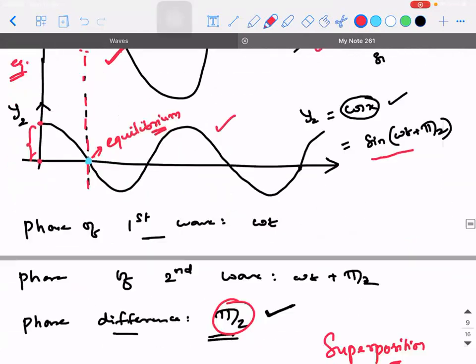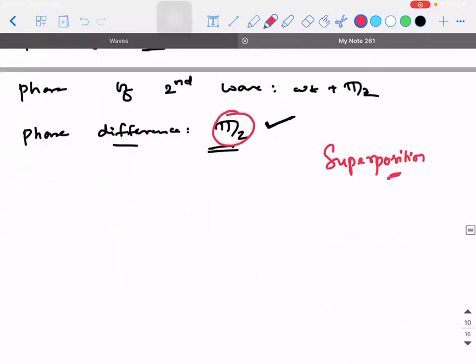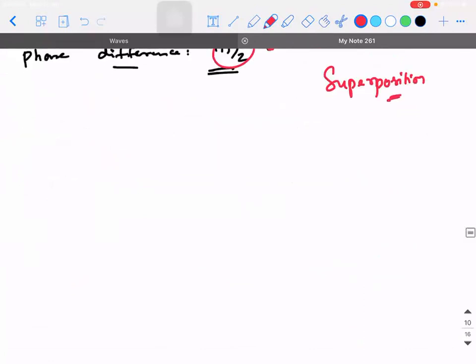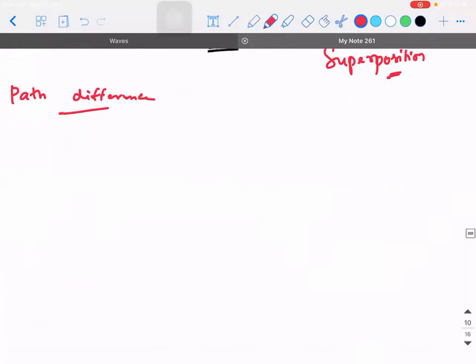Okay. Now concentrate. To put it in simple terms, in the exam they will ask you what is the phase difference, you know what to do. Right? Next. There is something called path difference. Concentrate, guys.